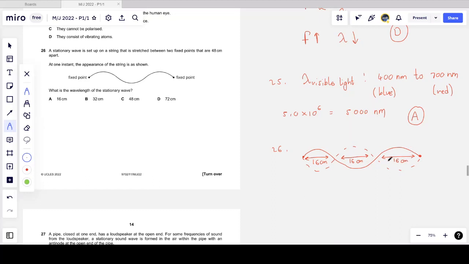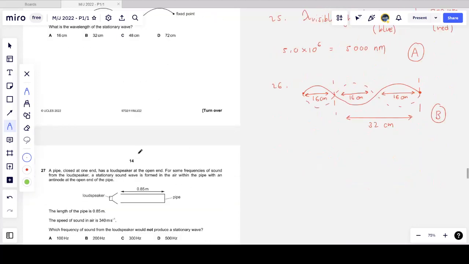And so that's 16 times 3 is 48 centimeters. And so a wavelength is basically the distance between 3 successive nodes, if I want to think of it in that way. Or if I think of my original understanding of a wave, one wave cycle will be that distance. So that's my wavelength, and that's 16 plus 16, which is 32 centimeters. And that corresponds to option B.